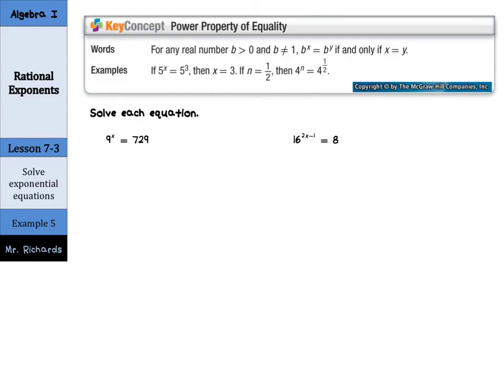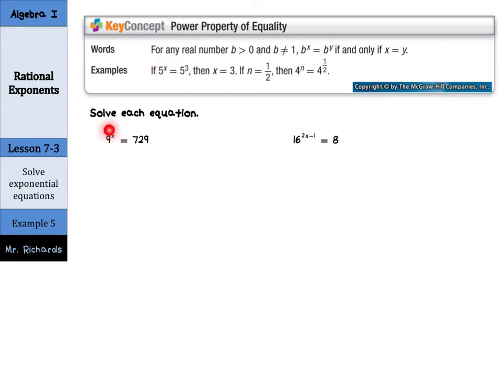Now we get to solve equations using these. And in words, for any real number b where b is greater than 0 and b is not equal to 1, b to the x power equals b to the y if and only if x equals y. So if 5 to the x power equals 5 to the third, then x is going to equal 3.